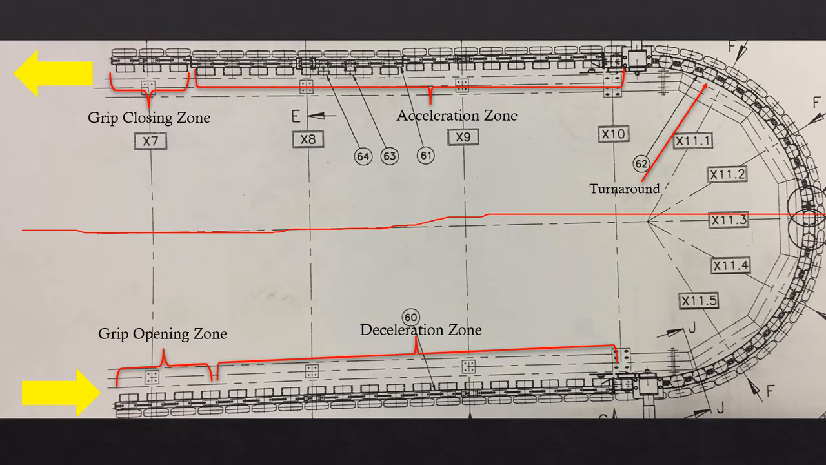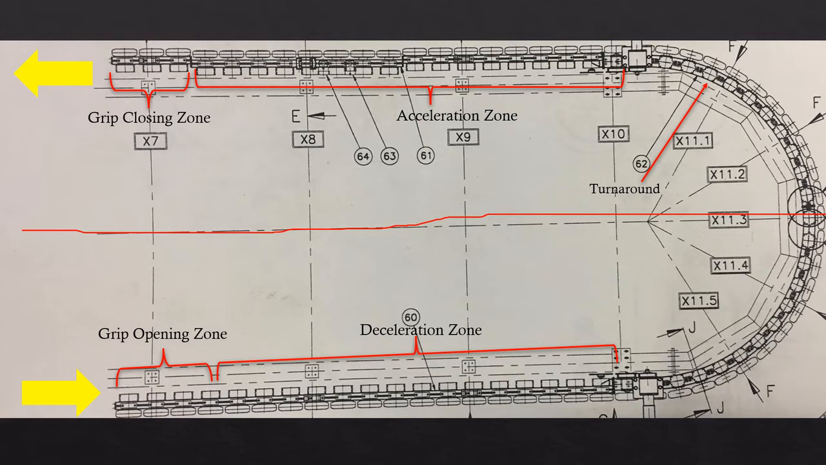I'll explain that here. A carrier will enter through the grip opening zone, where it is quickly detached from the haul rope. In the deceleration zone, the grip is slowed from line speed to terminal speed. In the turnaround, the grip moves at a constant speed and will turn around through the running rail and tire banks. After the carrier has been loaded or unloaded, it will speed back up through the tire banks in the acceleration zone and then quickly reattach to the haul rope in the grip closing zone before it goes back onto the line.